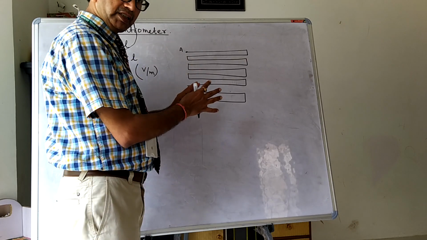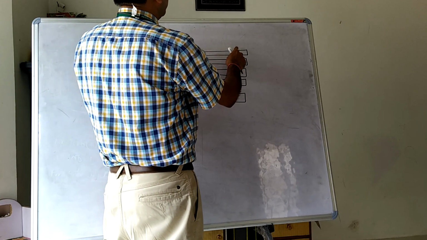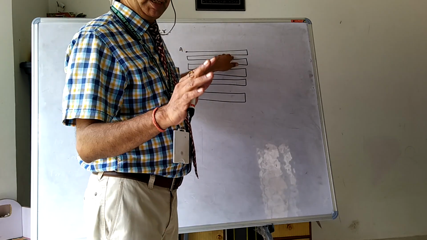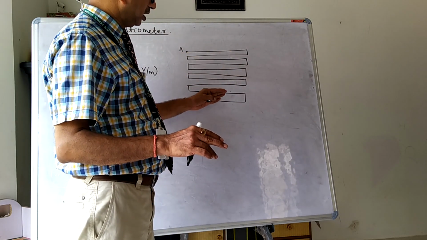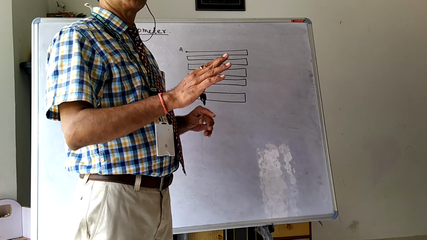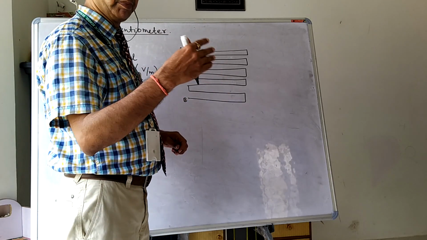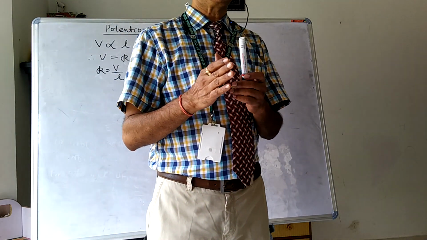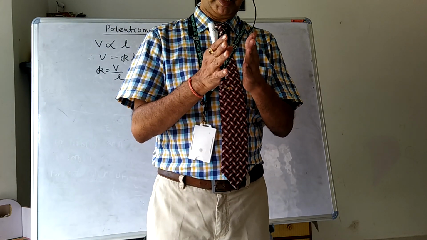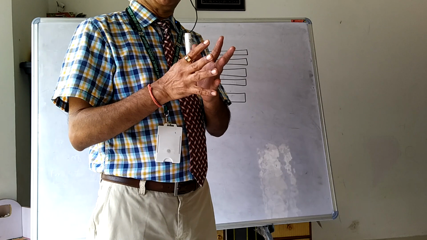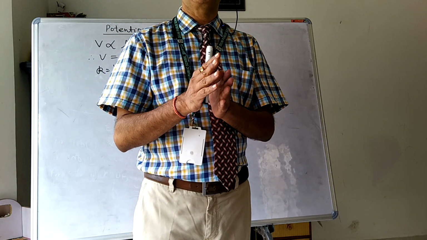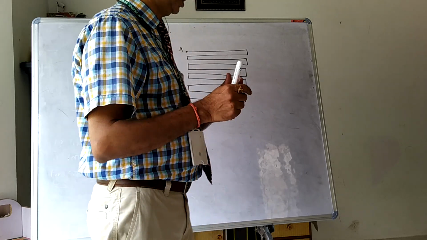While using this instrument, if we get a balance point on the first or the second wire, that reading is not accurate. The balance point should always be on the last wire. We should try to increase the balancing length. What is the balancing length? The balancing length is the length of the wire at which we get the null point. What is the null point? When there is no deflection in the galvanometer, that is, no current flowing through the galvanometer.